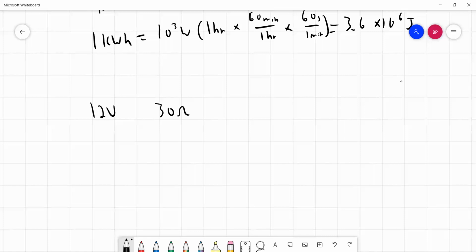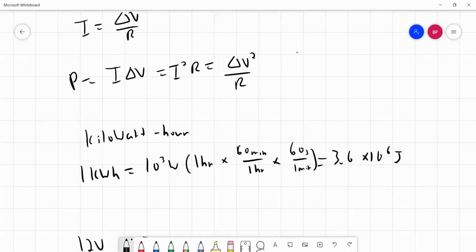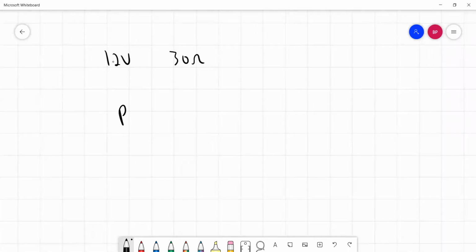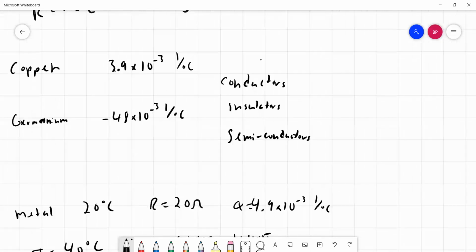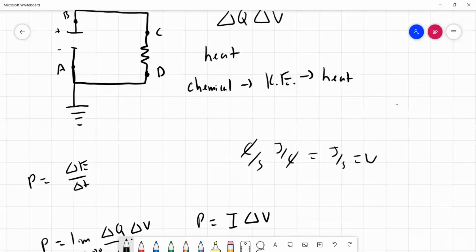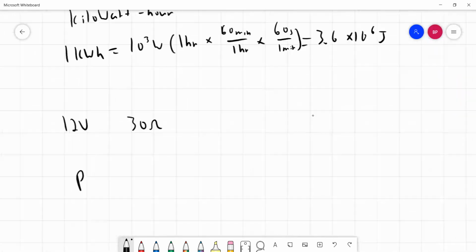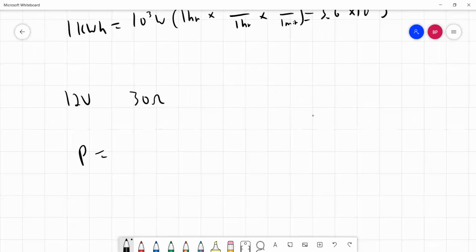So let's calculate the power. Okay. Well, I have a whole bunch of different expressions for the power I wrote up here, and I can use any of them that I want. And I have the voltage and I have the resistance. So let's use the one that directly has those in it. That would be this one. So I don't have to calculate the current if I already have these things. So our power is our delta V squared over R.